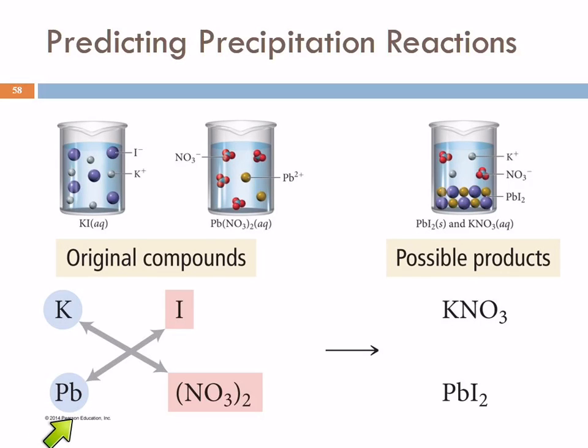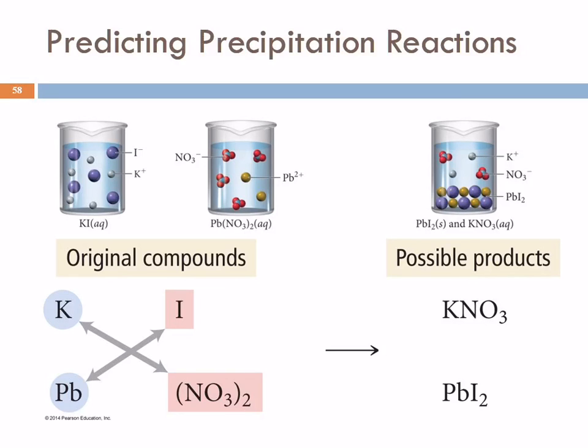What we're going to look at is what happens if they swap partners. What about lead and iodide? Is that going to be a strong attraction? Is that going to be insoluble? Yes, it is. What about potassium and nitrate? We look at the solubility rules and say, no, that's still soluble. So those guys are going to keep mingling at the party.